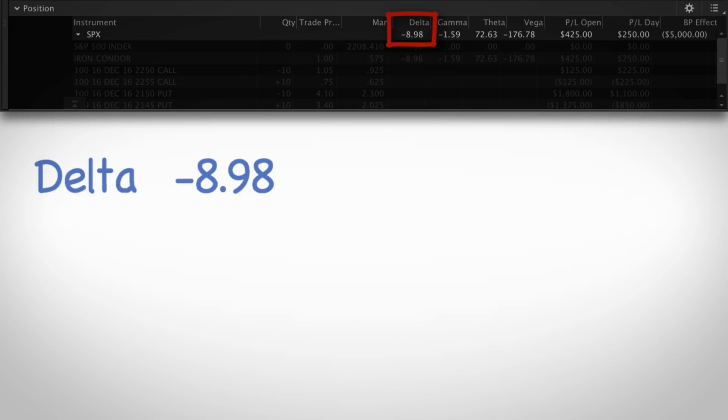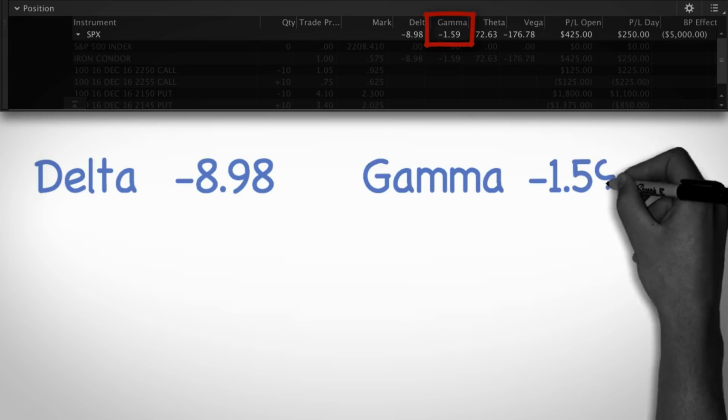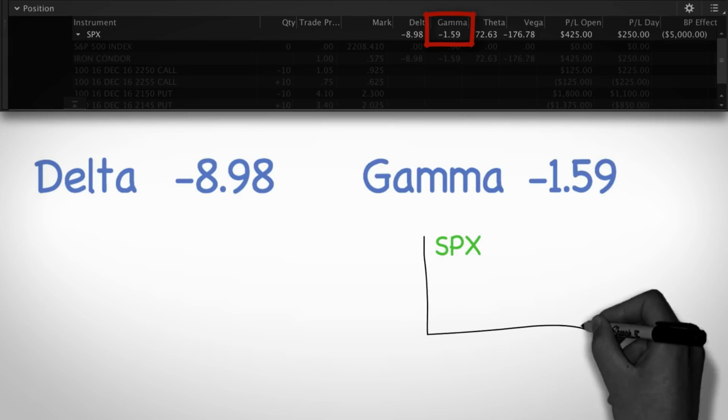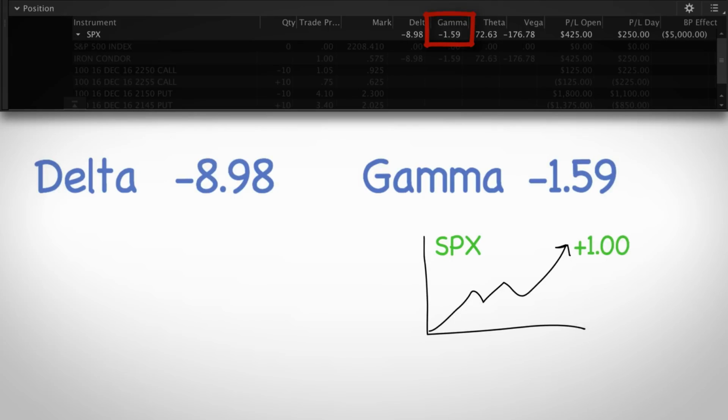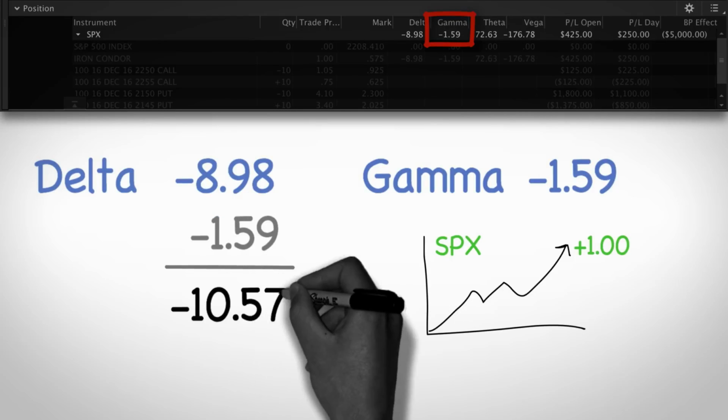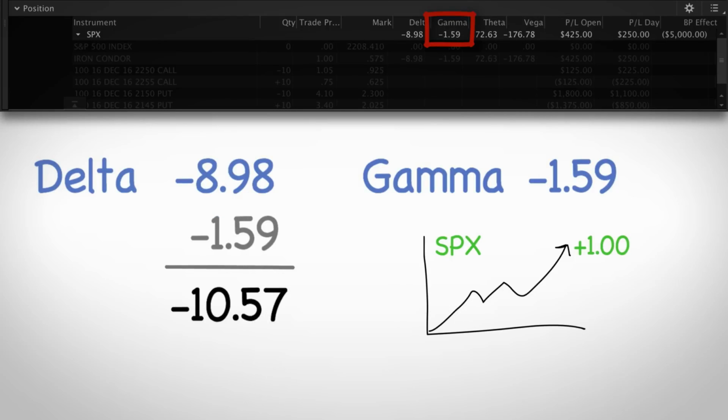Now, of course, this delta that you see can change, and it will change by the amount of gamma. So in the case of this particular trade, if SPX goes up by 1 point, then our delta will go from negative 8.98 to negative 10.57. Don't get too hung up on gamma. Again, it's really not something we look at much, and it's more just about understanding that your delta will change as the stock moves around, which can increase or decrease your directional exposure. So again, gamma is the amount by which your delta will change if the underlying market goes up by 1 point.